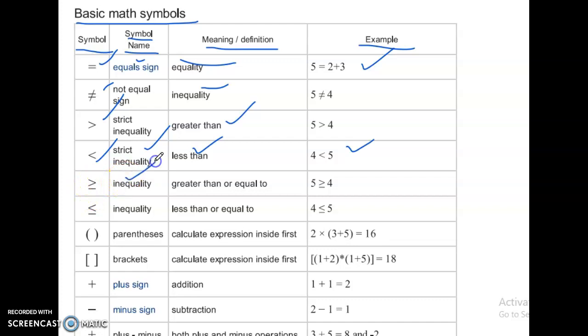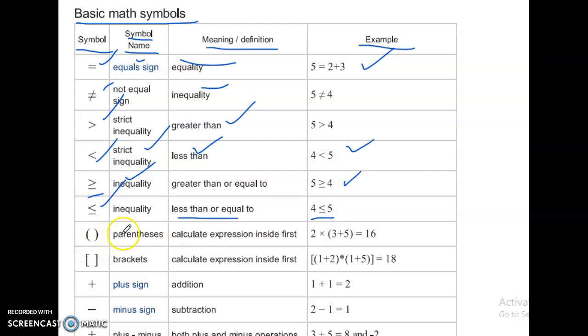Inequality, greater than or equal to. Example: pi is greater than 4. Inequality, less than or equal to. Example: 4 is less than or equal to 5.